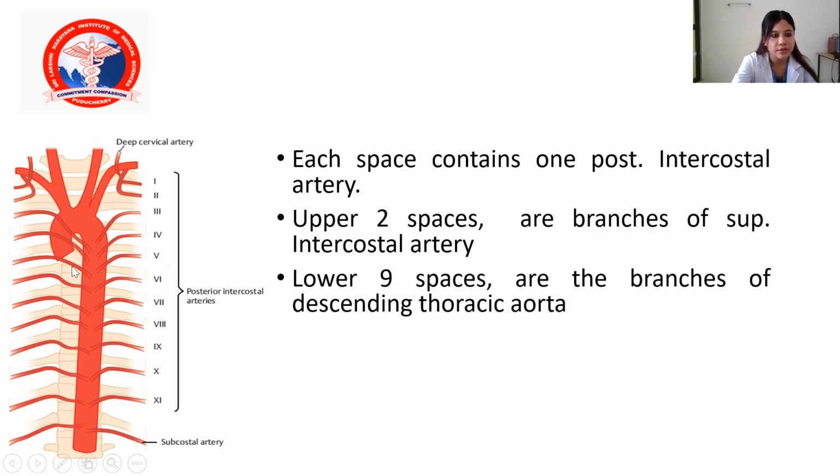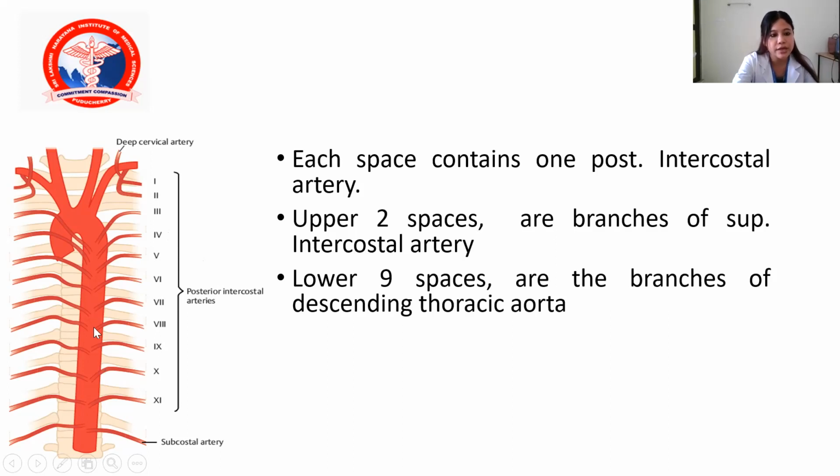Here you can see the descending thoracic aorta. The superior intercostal artery gives off the posterior intercostal arteries in the upper 2 spaces, and it is a branch from the costocervical trunk. The lower 9 spaces are supplied by branches from the descending thoracic aorta.